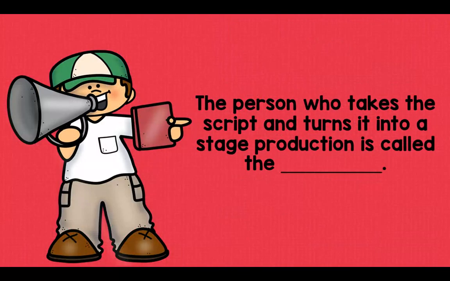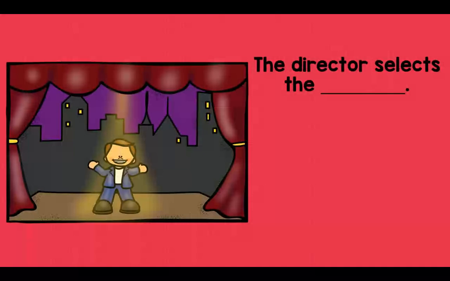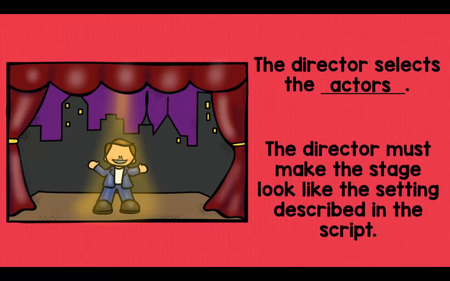The person who takes the script and turns it into a stage production is called the director. This is the person who is in charge of the actual play itself. The playwright is the person who writes it, like the author of a book. The director is the person who is making sure it all goes running and telling everybody what to do. The director selects the actors. The actors are the people who are playing the characters. The director must make the stage look like the setting described in the script.